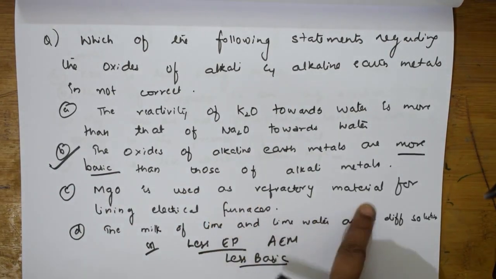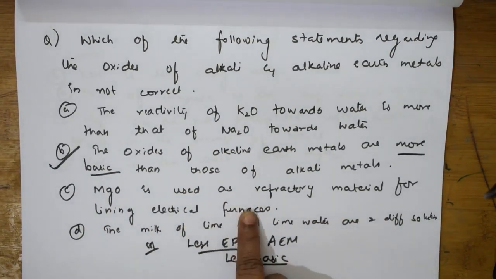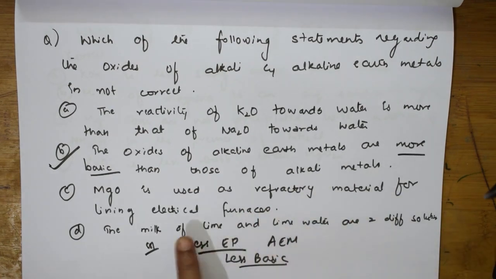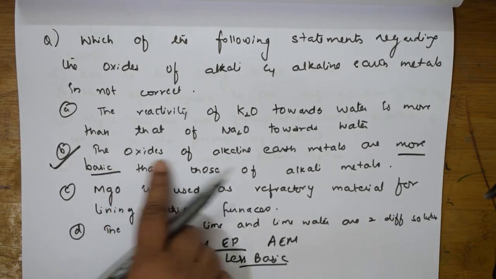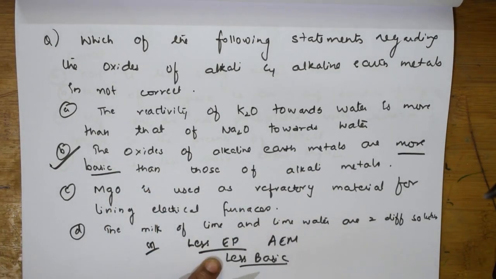Let us see this also. MgO is used as a refractory material for lining electrical furnace. This is right again. The next one, the milk of lime and lime water are two different solutions. Basically, as I already told you in the last video, calcium hydroxide in the form of a suspension I call milk of lime. When it is a clear solution, I call it lime water. So both are the same, only the physical state is different. So this is the wrong statement. This is the justification, right?